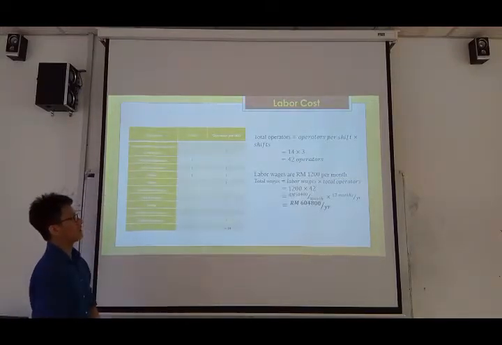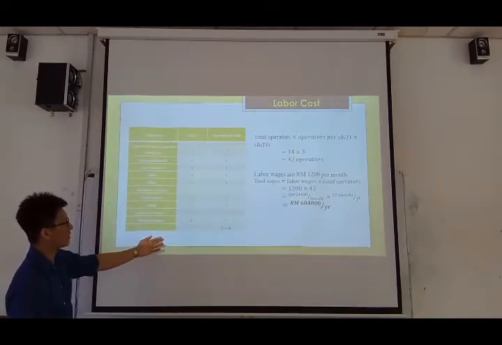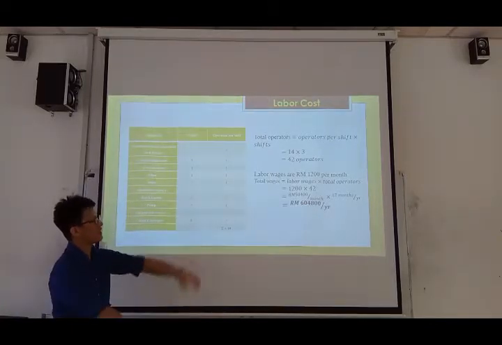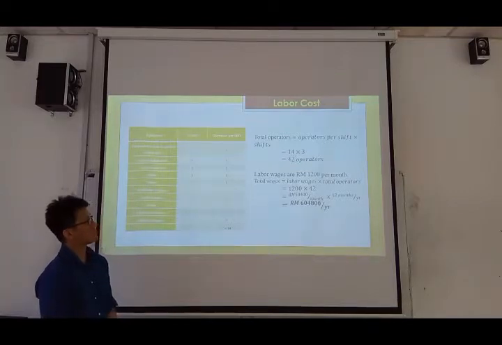So here we calculate the labor cost. The total units of the equipment are shown on the left side, and the operators per shift are shown at the right side of the table, which is 14 operators per shift. In our calculation, we have 3 shifts per day. Each shift is about 8 hours. So the total operators is about 42 operators.